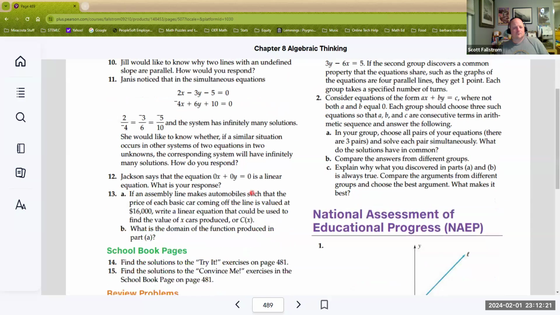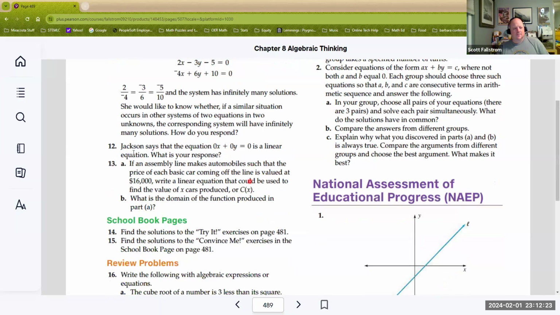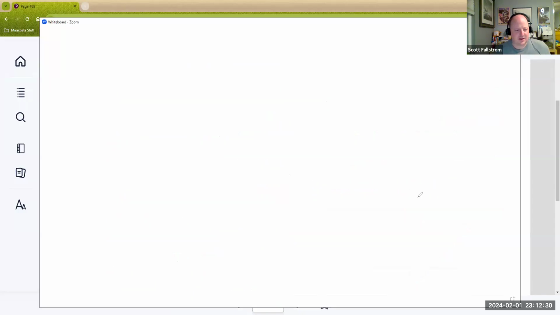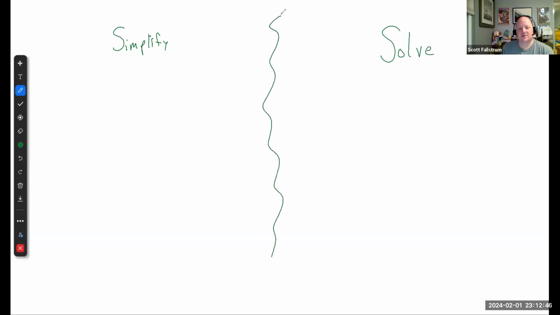All right. Let's see here. I'm going to talk very briefly about a few of these components because some of the terms I think get people going the wrong direction, or people just overgeneralize. So I'm going to talk about this term, simplify, and I'm going to talk about this one, solve. Typically, you're not going to see those together.